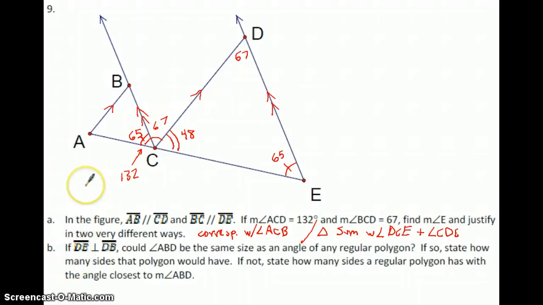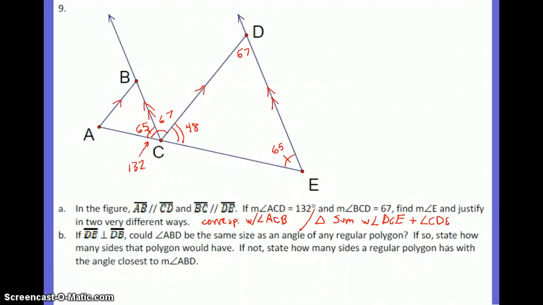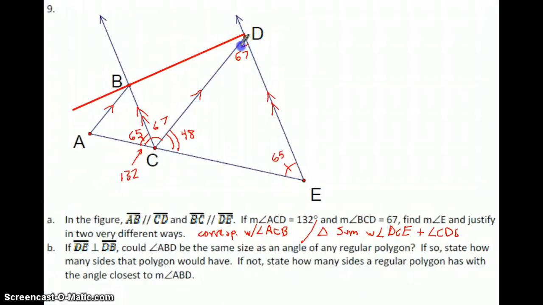If DE is perpendicular to DB, okay, do I have to pretend none of this stuff is true anymore? I bet I do have to pretend that's it. Well, let's see if I have to erase that or not. DE is perpendicular to DB. Okay, so let's draw in DB here. Let's say that was perpendicular, like this. Angle ABD, could ABD be the same size as any regular polygon? Well, let's assume that all this stuff is going to stay here then.